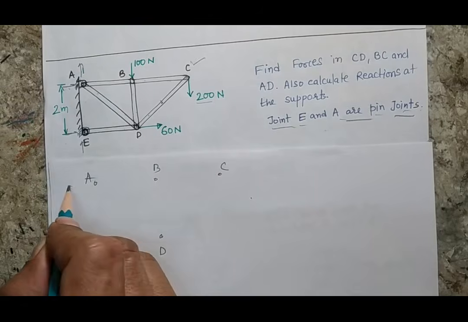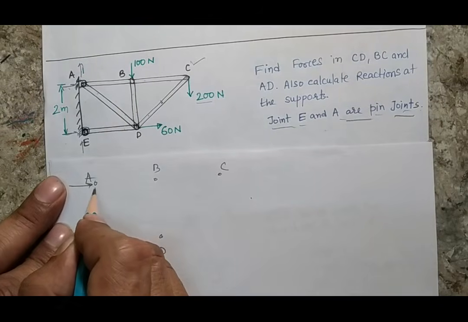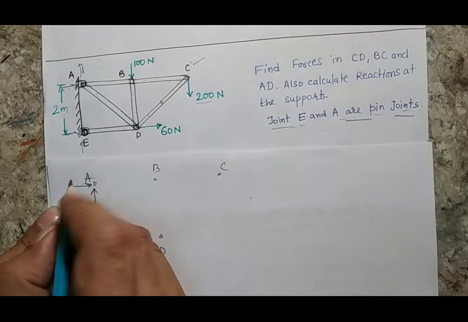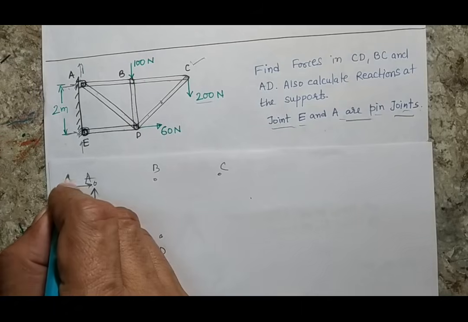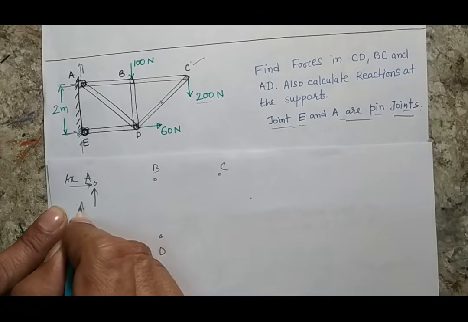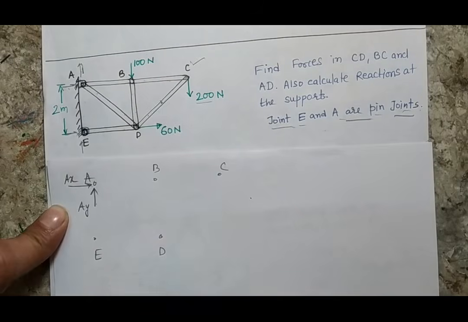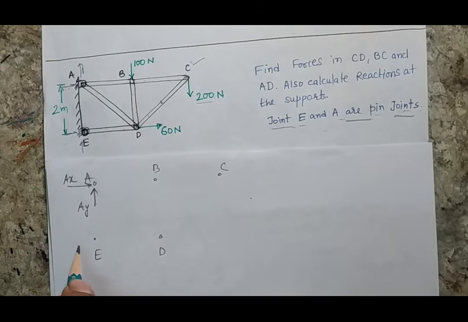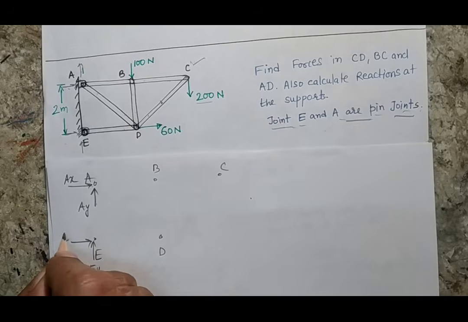Here the joint is a pin joint, so there will be 2 reactions. I am assuming a direction that may be correct or incorrect, but when I solve the problem, if my answer is positive, the direction I have considered is right, otherwise the direction will be opposite. Here also I am taking 2 directions, assuming both vertically upward and rightward.